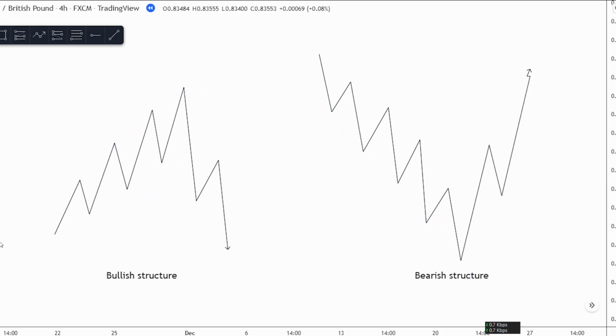So how to identify a reversal? For the bullish structures, if the trend is reversing, you need to see two lows in order to identify that it is a reversal. And for bearish structures, you need to identify two highs, which is this one and this one. So that is basically the market structures analysis.